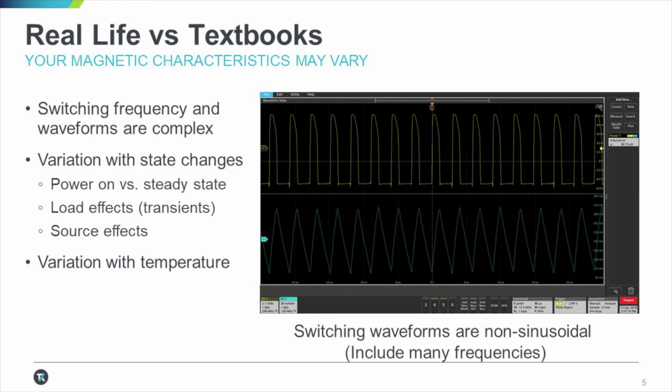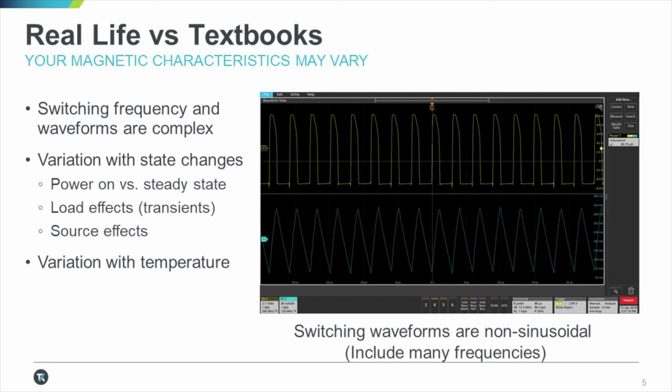The switching frequencies and waveforms are complex, particularly as we work in higher frequency ranges, which include multiple frequencies within. There are a lot of variations in your in-circuit magnetic measurements that will be impacted by changes such as your power on, steady state, changes in source, as well as changes in temperature and the introduction of unforeseen transients such as ringing noise.